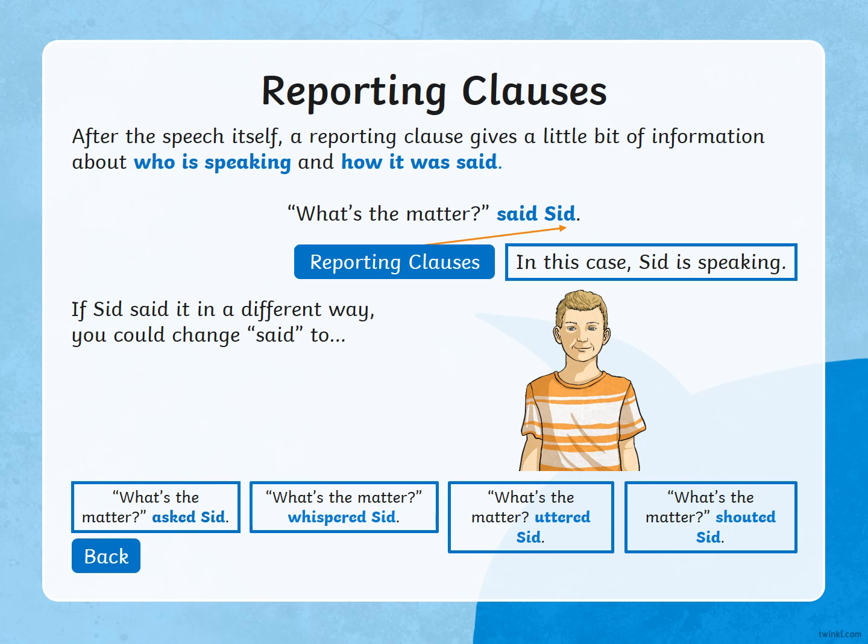If Sid said it in a different way, you could change said to: "What's the matter?" asked Sid. "What's the matter?" whispered Sid. "What's the matter?" uttered Sid. "What's the matter?" shouted Sid. So we're using different words in our reporting clause there. They're all questions. It's the same question, but using different words.